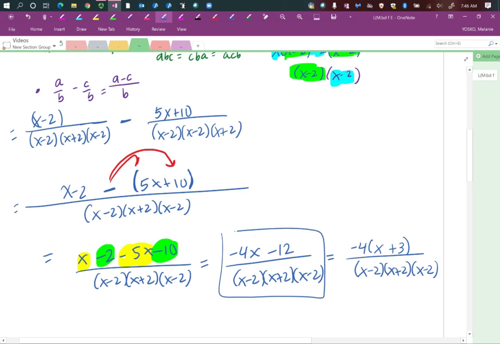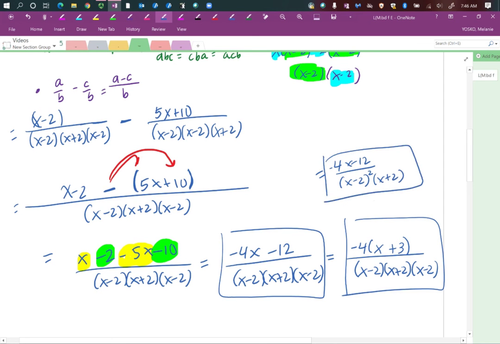So each of these are correct. You really could write either one. If you wanted to, you could also write this as negative 4x minus 12. Your denominator, you could have put the terms that were the same together and squared them like this. So any of these three are correct. x minus 2 quantity squared times x plus 2 is another way to write the denominator, because notice I have two terms that are x minus 2. Okay.